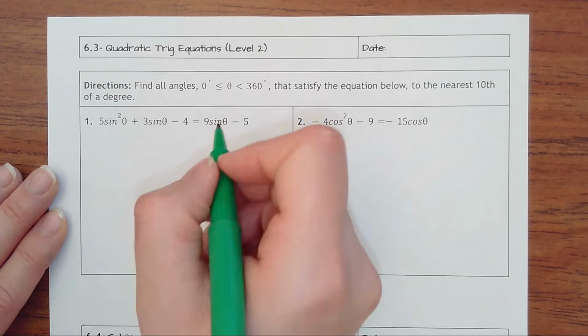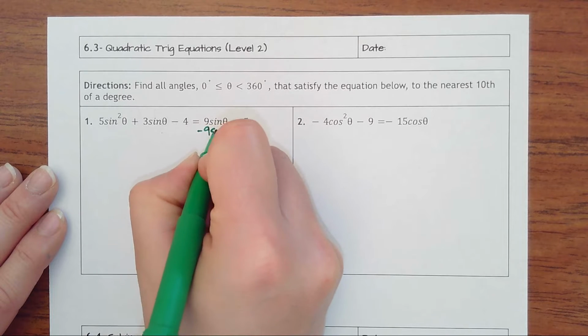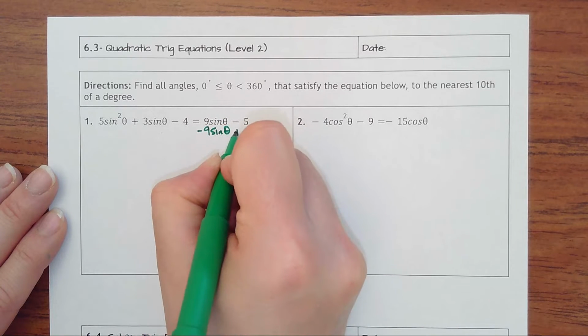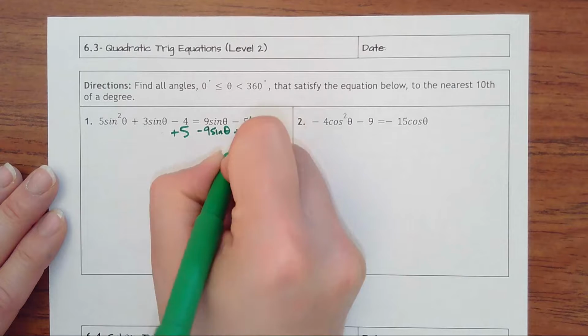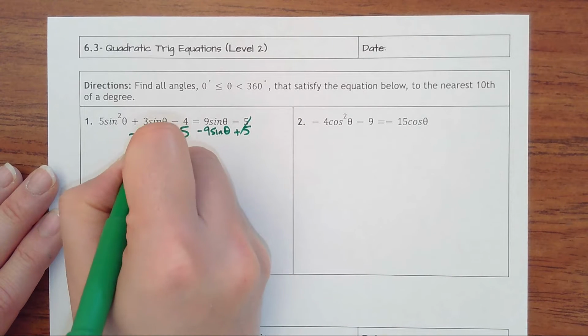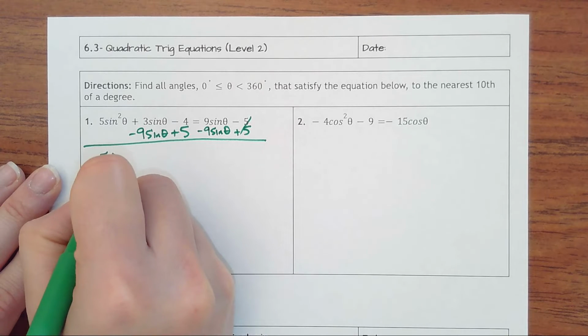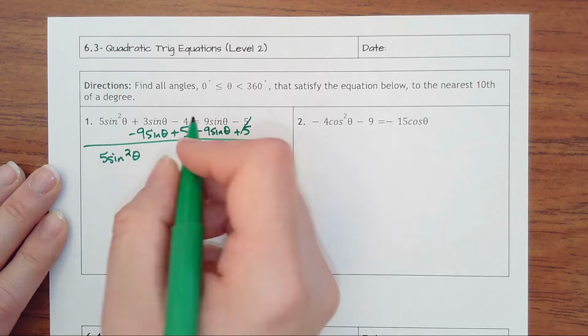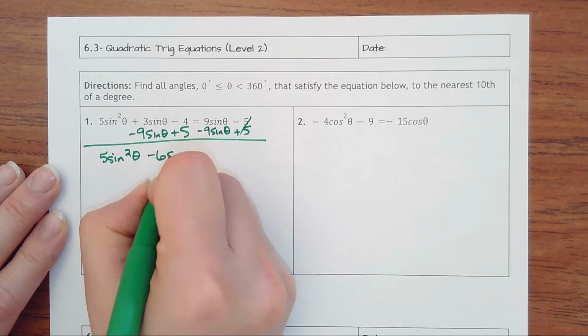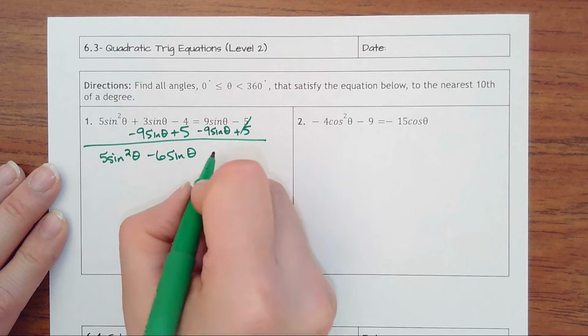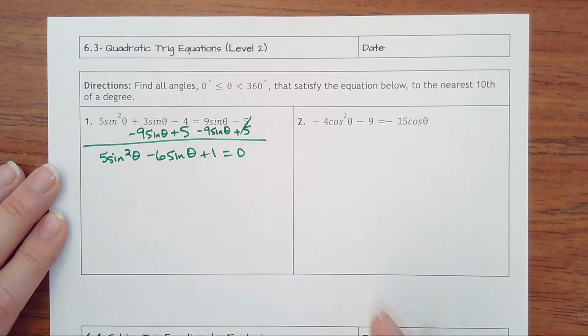Right now this one's not. So I'm going to subtract the 9 sine of theta over, and I'm going to add the 5. And so that gets me 5 sine squared of theta, 3 minus 9 is negative 6 sine of theta, negative 4 plus 5 is plus 1, is equal to 0.